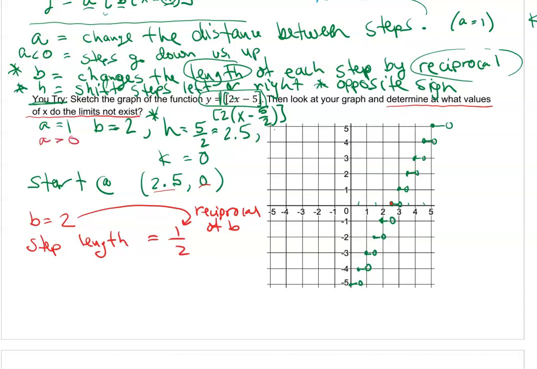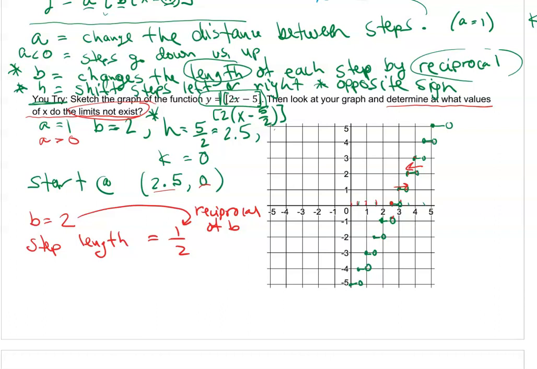And that's pretty much it. So you can see here, these are our steps. Notice that at every half point, we have a place where our limit would not exist, because at every one of these halves, like at 2.5, 3, 3.5, 4, and so on, the left side of the function would not be able to meet up with the right side. The left side and right side are not approaching the same thing.